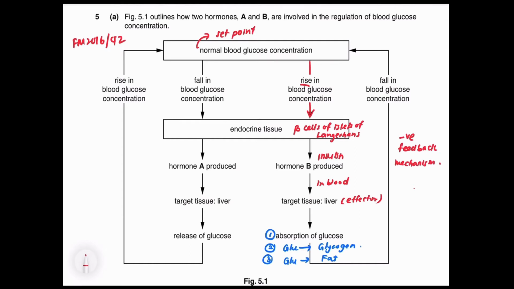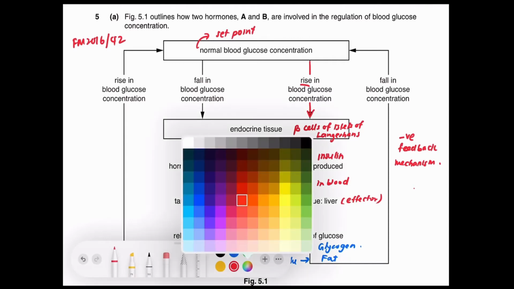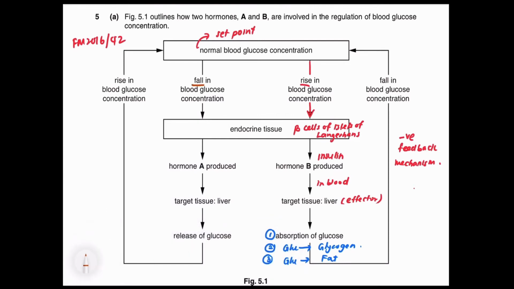So what happens if the opposite happens? If the opposite happens, we will have a fall in blood glucose concentration, where the endocrine tissue will be the alpha cells of the islets of Langerhans in the pancreas. They will produce the hormone glucagon, where they always say that the effect of glucagon is antagonistic to insulin, whereby it has the opposite effect.